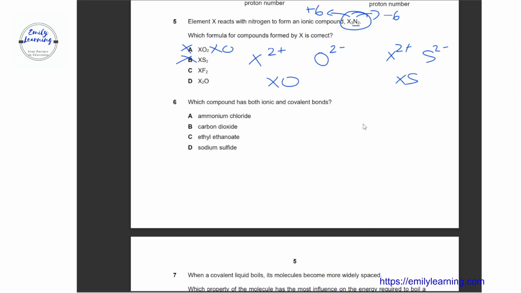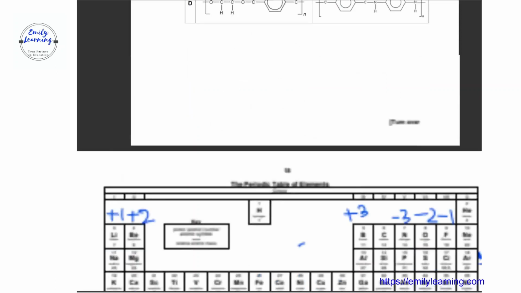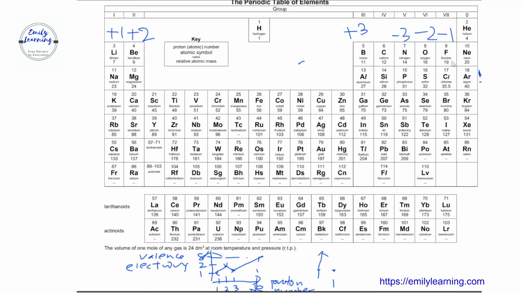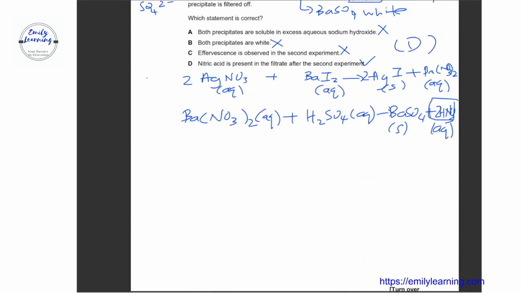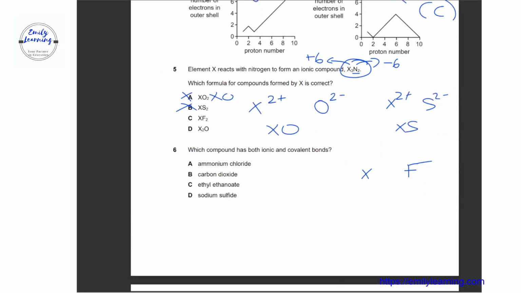Next, we have X and F. Fluorine is in group 7. So if you take a look here, F is in group 7. So group 7 has a charge of -1 for the ions. And X has a charge of 2 plus. So the formula will be XF2. So you need 2F minus so that the charge of the F adds up to be -2. Then the whole thing will have no charge.